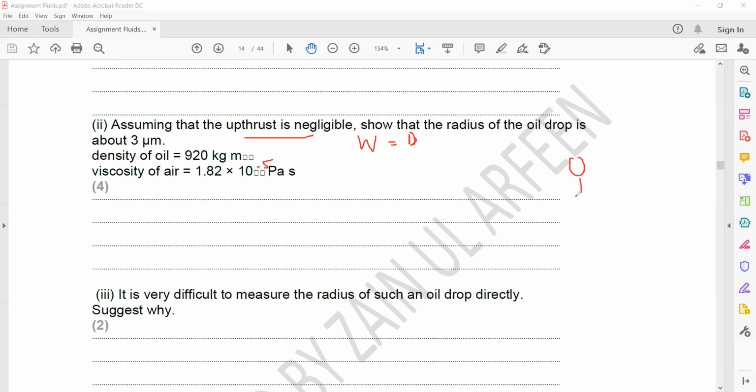Otherwise, if it is falling, weight is acting down, upthrust acting up, viscous drag is also acting up. If it is falling with a constant velocity, there is no resultant force. So weight is equal to drag force plus upthrust. But upthrust is negligible, so you can consider that to be 0. So weight is equal to drag force. How to find weight? Weight is mass times gravity. And how to find mass? It is density times volume. And how to find volume? Because we consider it a spherical object.